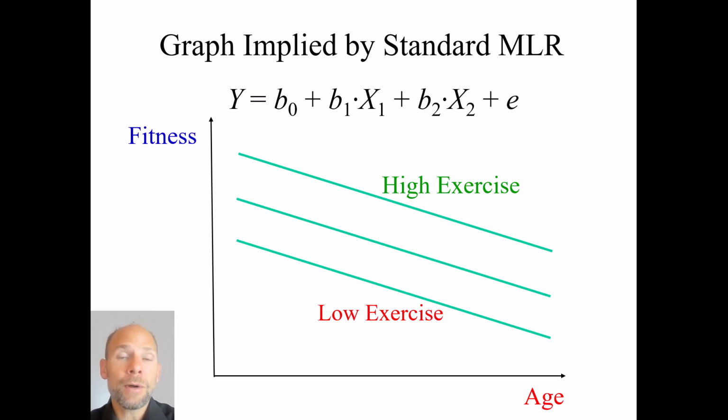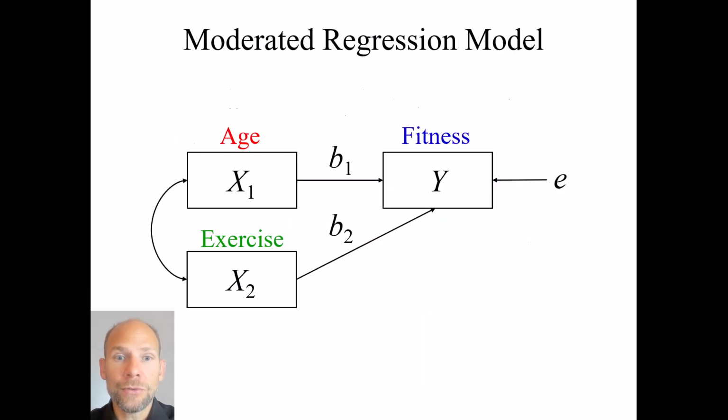They shouldn't all have the same slope. So this means when we have a moderator situation, or when we have a hypothesis about a moderating effect, then the standard multiple linear regression model is misspecified. We have to change it. We have to add something to that multiple regression model for it to accommodate that interaction or moderation effect. How do we do that?